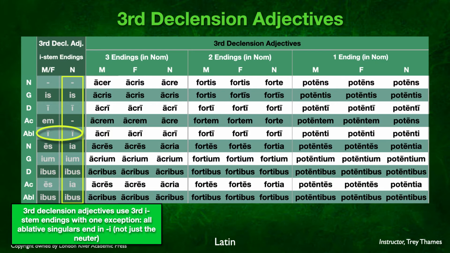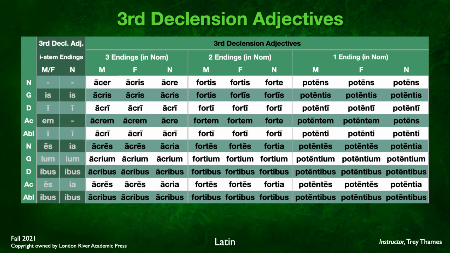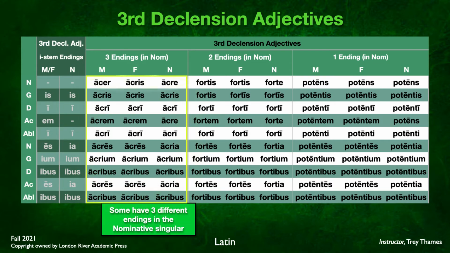Now, if you look here, there are three different categories of third declension adjectives. Here's the first grouping. The first grouping is a set of adjectives that have three different endings in the nominative. That is to say, in the nominative singular masculine, it has one form. In the nominative singular feminine, it has another form. And in the neuter nominative singular, it has a third form.